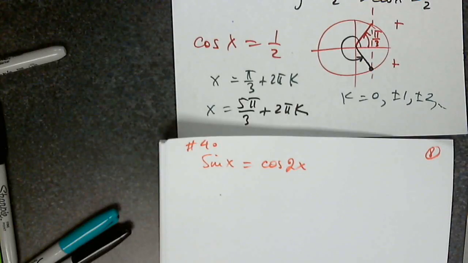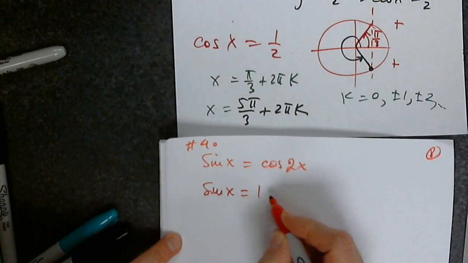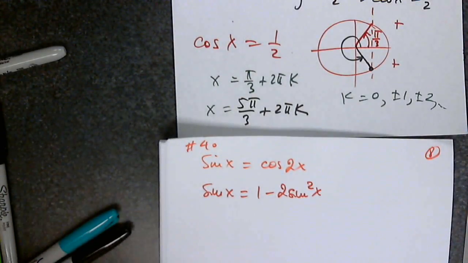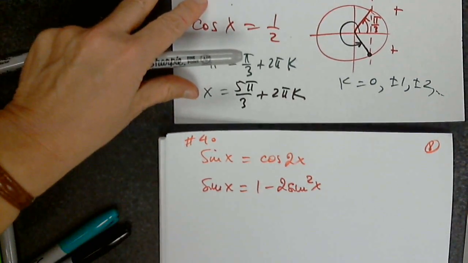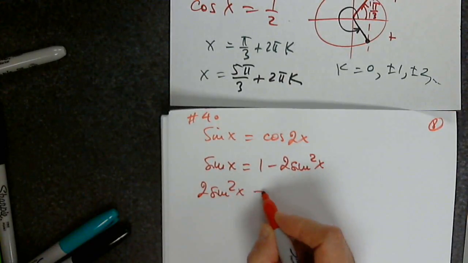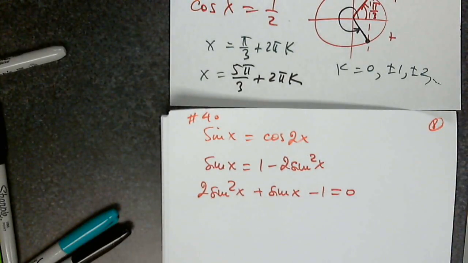So can anyone give us the idea here? I turn cosine of 2x into 1 minus 2 sine squared x. Excellent. Because you want the same trig function, very good. And now you move everything to the left side. Exactly, because it's quadratic in sine. So this is 2 sine squared x plus sine x minus 1 equals 0. Of course.